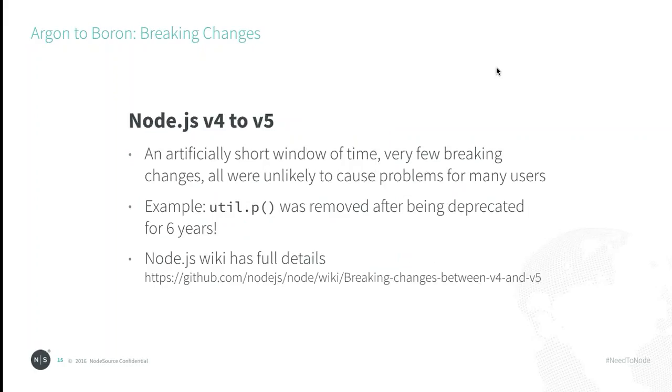So let's look at the breakdown. Between version 4 and 5, this was an artificially short window because we were just starting the process. It was only a few months, so there were very few breaking changes, and they're unlikely to cause problems for most users. These are really fairly trivial. An example of the triviality was that the util.p function was removed. It had been deprecated for 6 years. It was introduced early on, then deprecated pretty quickly, and then left deprecated. So we took the chance to clear up some of these really small things. I'm pretty sure you haven't been using util.p, and that's the theme you'll see in the version 4 to version 5 breaking changes.